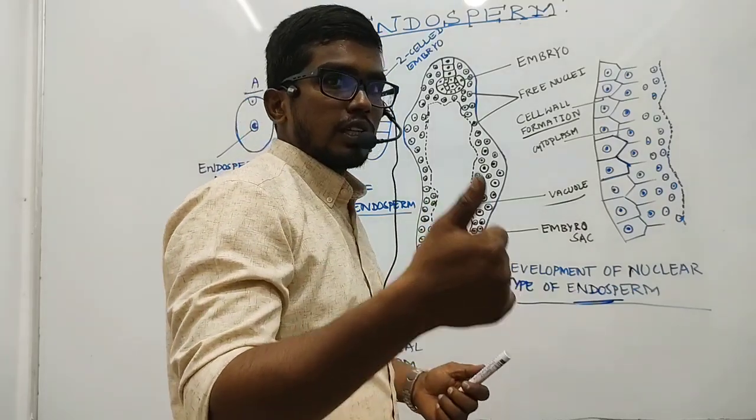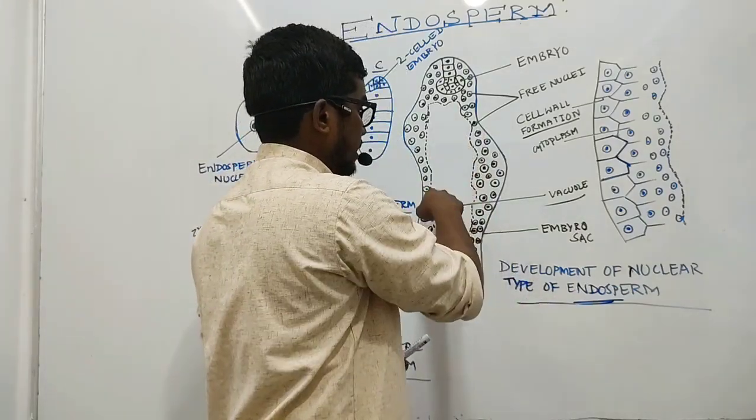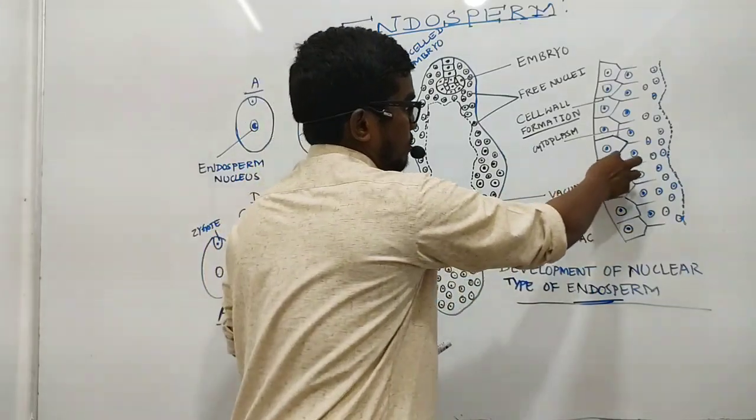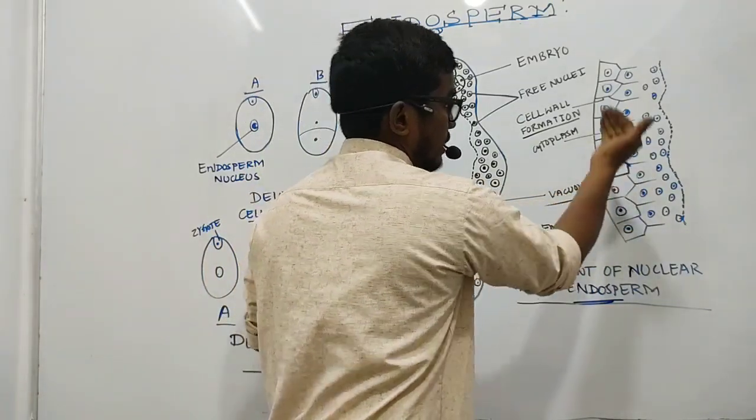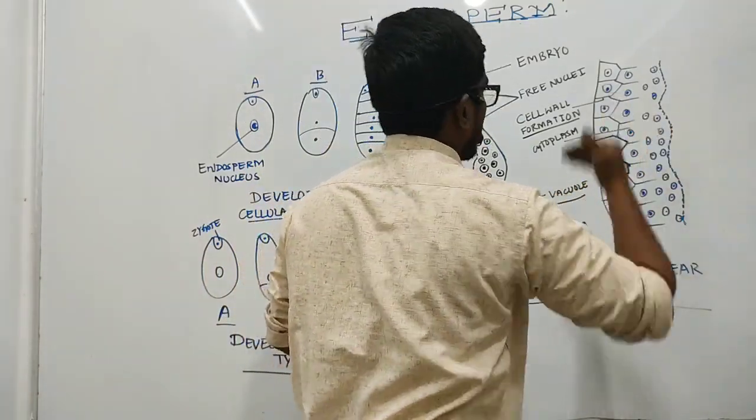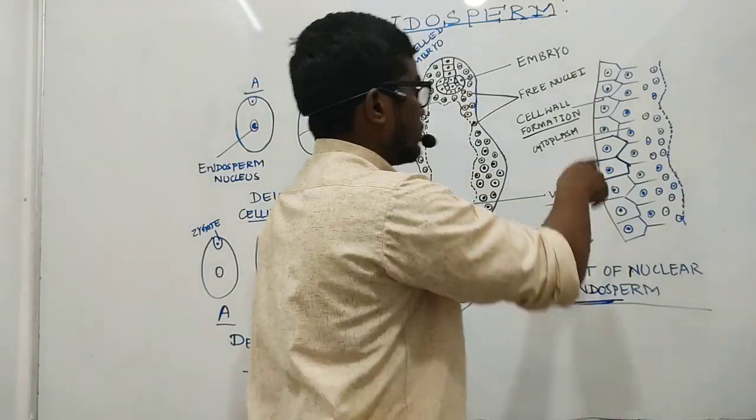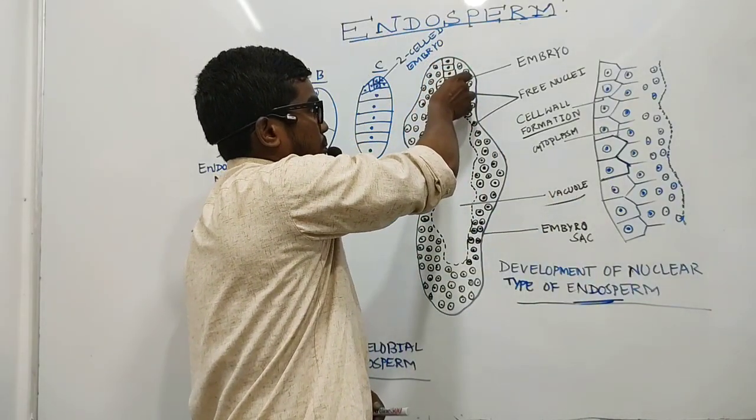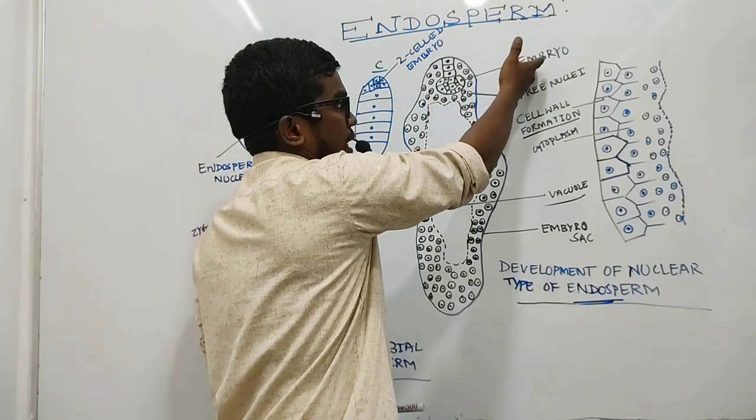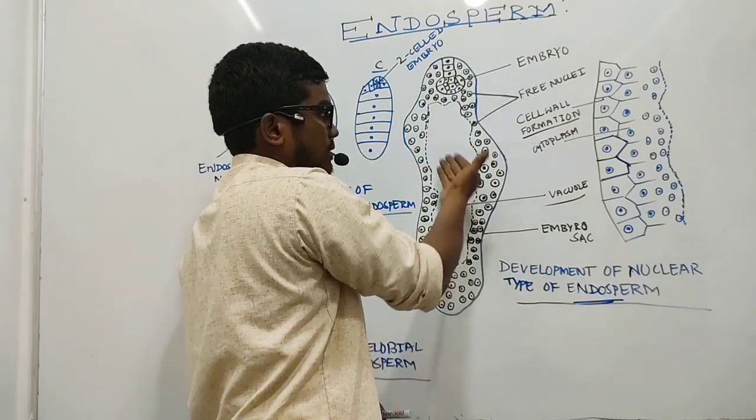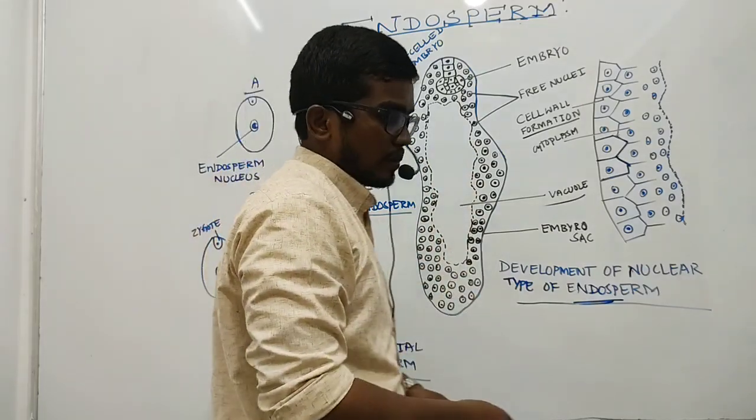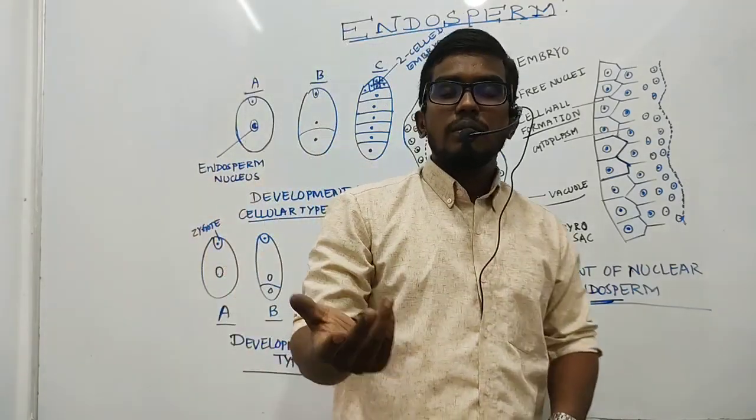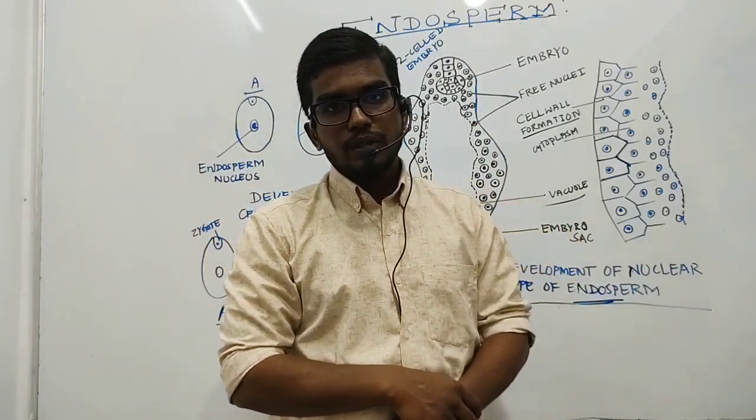First, there is formation of free endosperm nuclei, and later there is development of the cell wall, that is from the periphery towards the center. So meanwhile, the zygote, which was one cell, keeps developing into the embryo by utilizing the nutrition which is present in the endosperm.